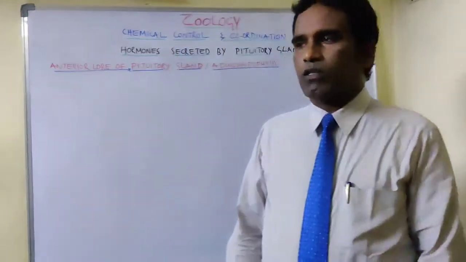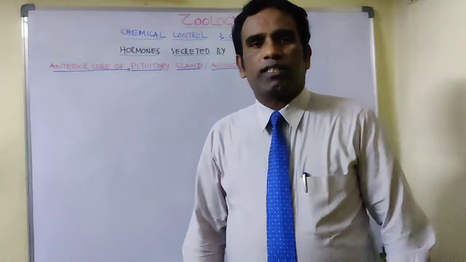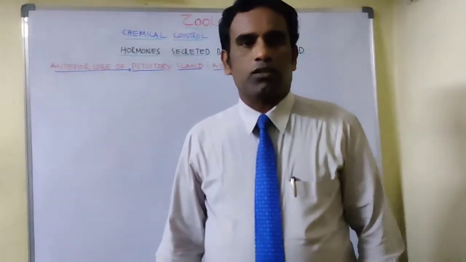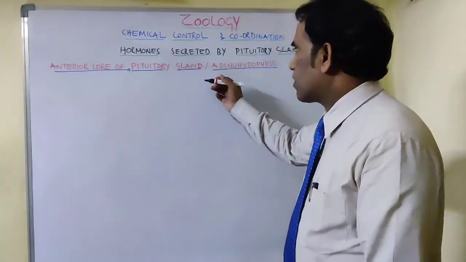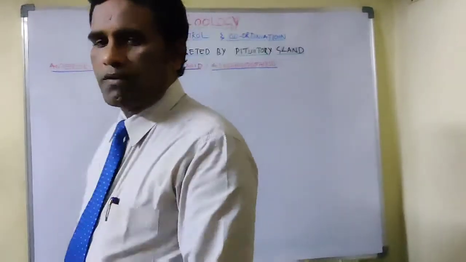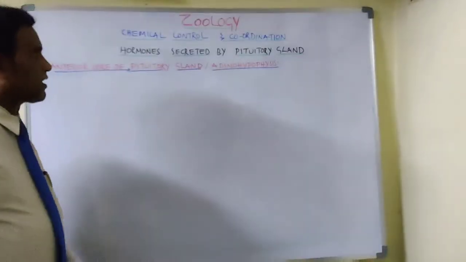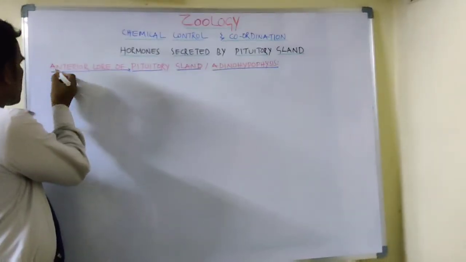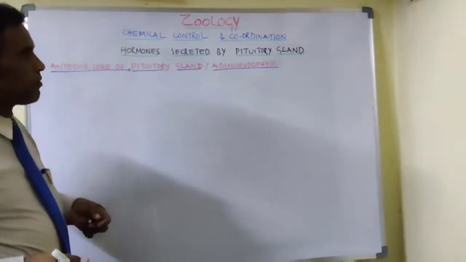Let's now talk about hormones secreted by the pituitary gland. In the previous video, we discussed the structure of the pituitary gland. Now let us see the hormones secreted by the pituitary gland. As we learnt in the previous video, there are three lobes of the pituitary gland: anterior lobe, middle lobe and posterior lobe.